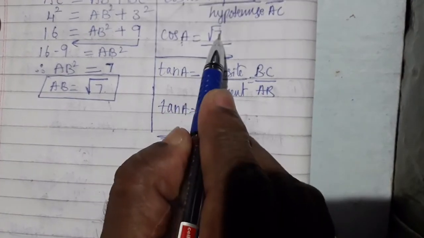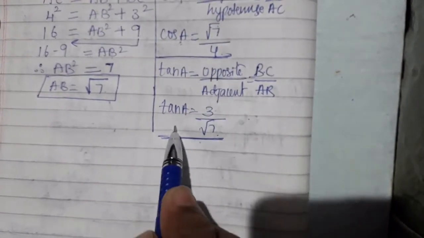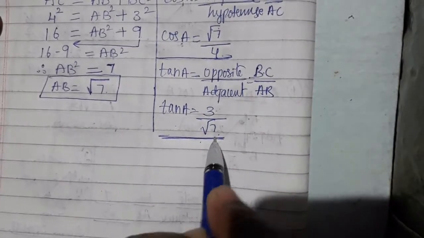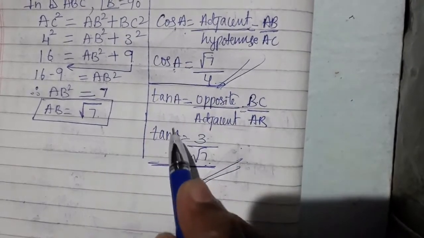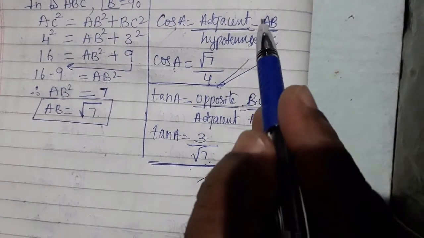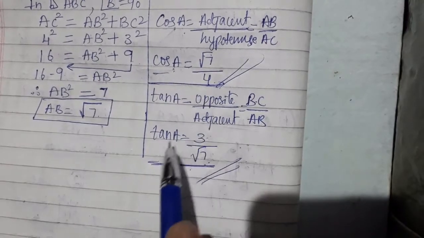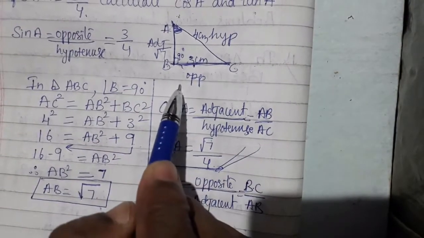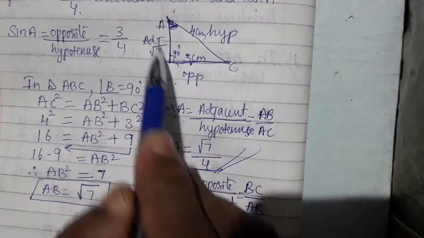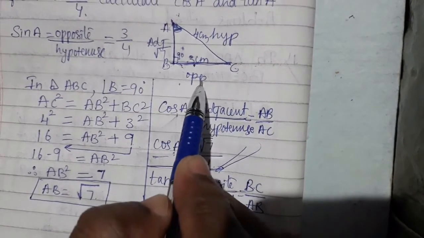Cos A I got as root 7 by 4. Tan A I got as 3 by root 7. So if you remember the ratios of cos, tan, sin, then it is very easy to find the values of cos A, tan A with reference to a right angle triangle with the measurements of all the three sides of the right angle triangle.